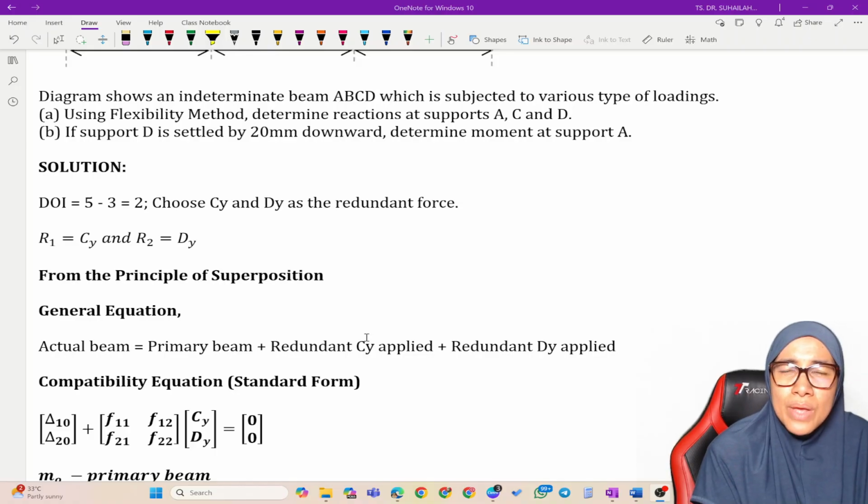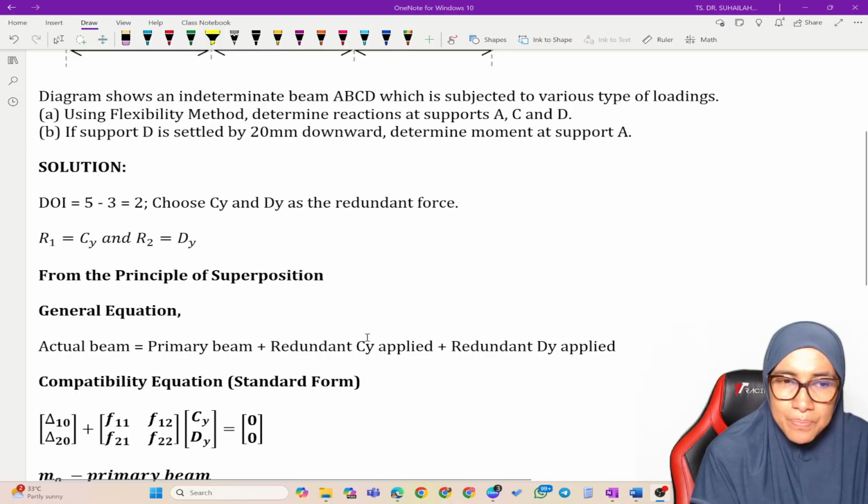So we have to choose redundants, because redundants we need to remove from the system. Okay, so we have three options, but in this example I have chosen CY and DY as the redundants. So when we remove CY and DY together, we will have a cantilever beam as the system to be analyzed later.